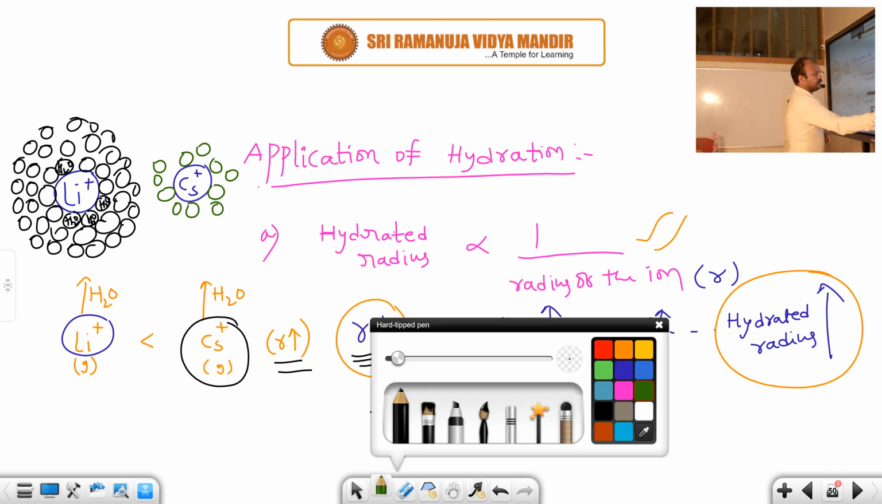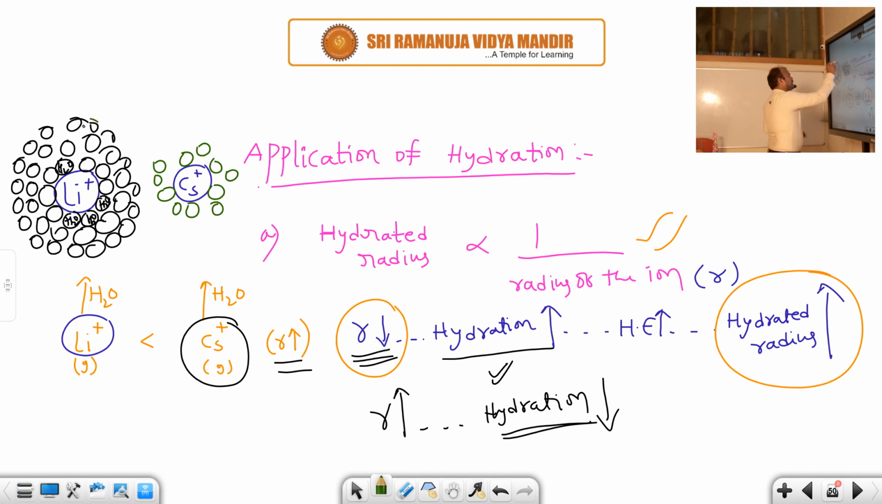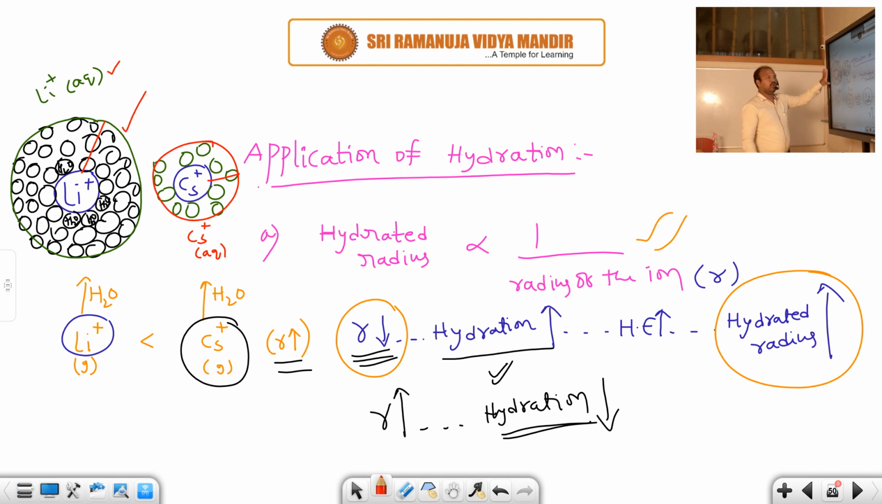So if you take here, this is the lithium plus ion, hydrated lithium plus ion, or simply write lithium plus aqueous. And this is nothing but hydrated Cs plus or Cs plus aqueous. This is the aqueous Cs plus ion, that is the aqueous lithium plus ion. Where is the radius more, here or here? Yes, the lithium plus ion has more radius when it is surrounded by water molecules. That is called hydrated radius.